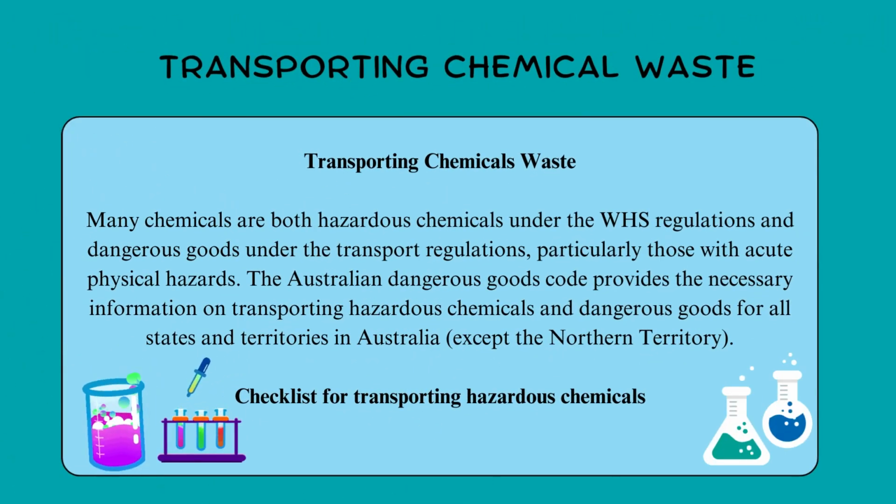Many chemicals are both hazardous chemicals under the WHS regulations and dangerous goods under the transport regulations, particularly those with acute physical hazards. The Australian Dangerous Goods Code provides the necessary information on transporting hazardous chemicals and dangerous goods for all states and territories in Australia, except the Northern Territory. Checklist for transporting hazardous chemicals.